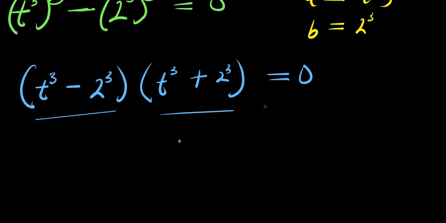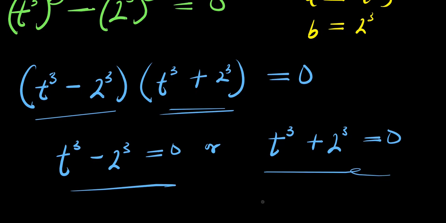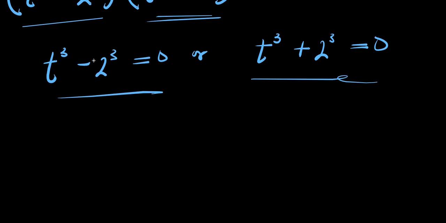So I'm going to equate each of these to 0. I have t power 3 minus 2 power 3 equals 0, or I have t power 3 plus 2 power 3 equals 0. So right now, what I'm going to do will be to solve each of these equations. So let's start with this first one here. I have t power 3 minus 2 power 3, and this equals 0.